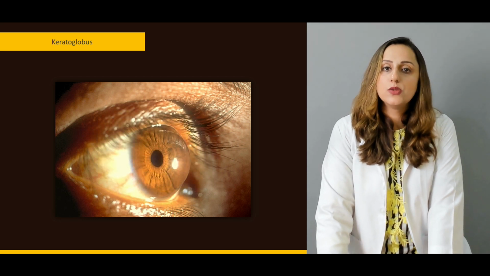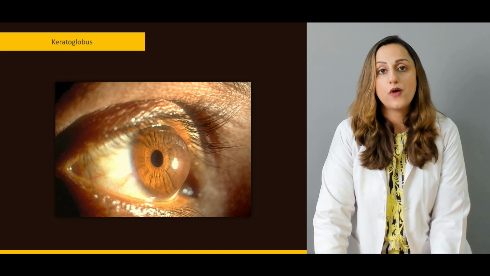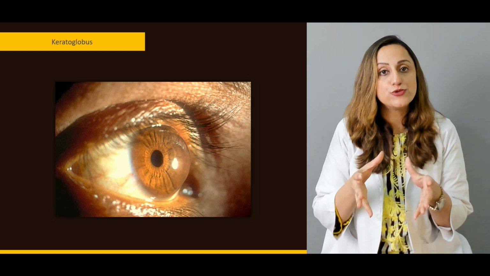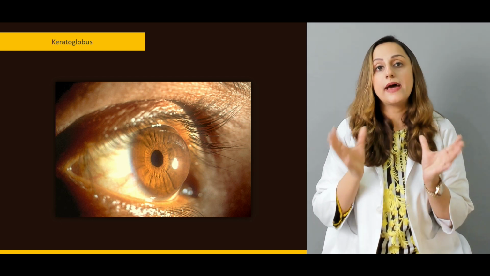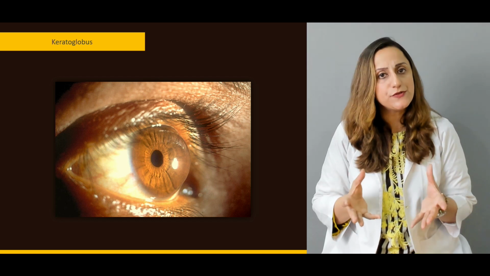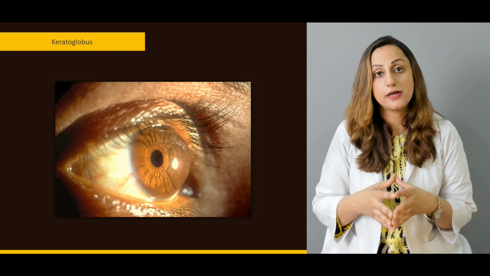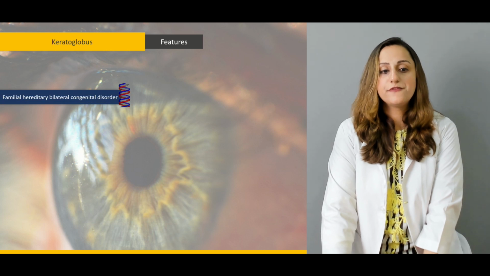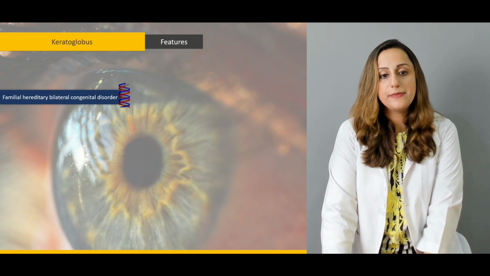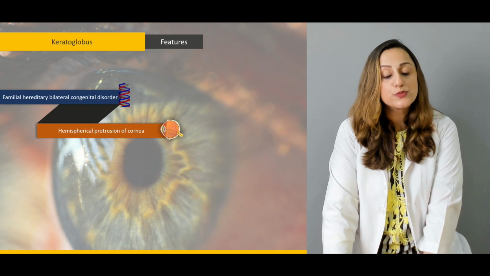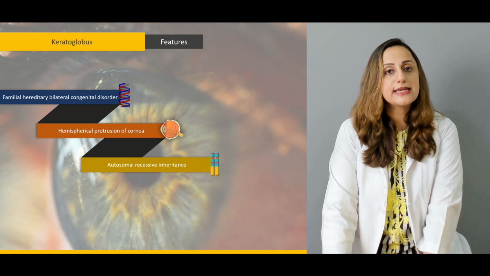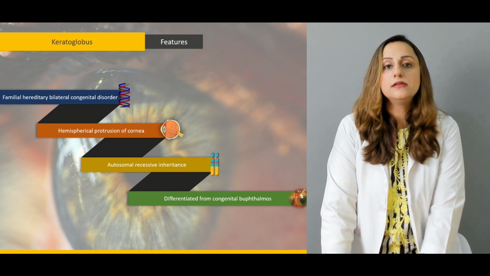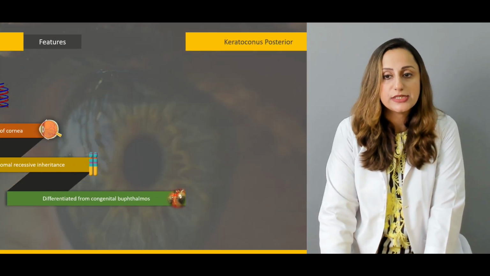Another variety is known as keratoglobus. This is another form of an abnormal shape of the cornea. There is not just an axial protrusion, rather there is a whole protrusion of the cornea involving the periphery, involving the axial structures of the cornea as well. So the features are that it's a familial, hereditary, bilateral congenital condition, with globular protrusion of the cornea, autosomal recessive inheritance is associated with it, and it can be differentiated from congenital ophthalmos quite distinctively.